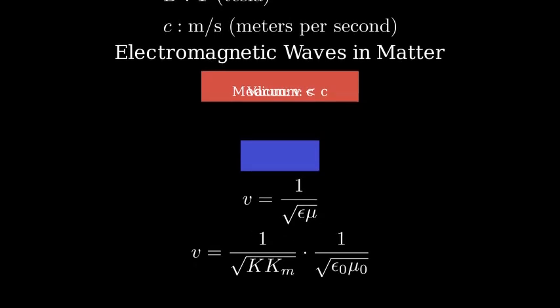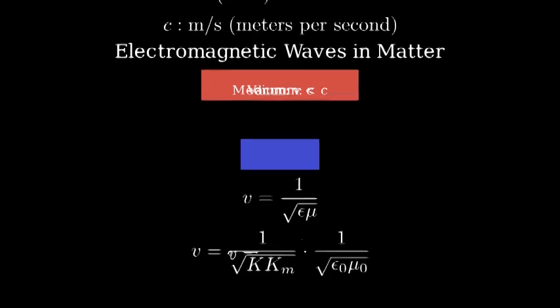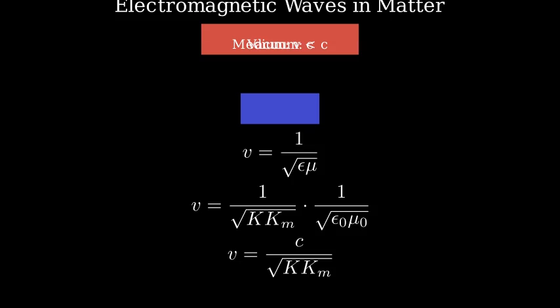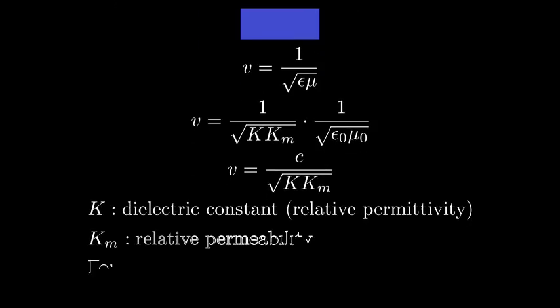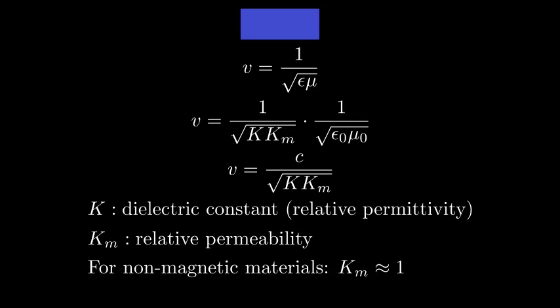v equals 1 over the square root of K times Km, times 1 over the square root of epsilon naught times mu naught. This can be simplified to v equals c over the square root of K times Km. Here, K is the dielectric constant or relative permittivity, and Km is the relative permeability of the material. For most non-magnetic materials, Km is approximately equal to 1.